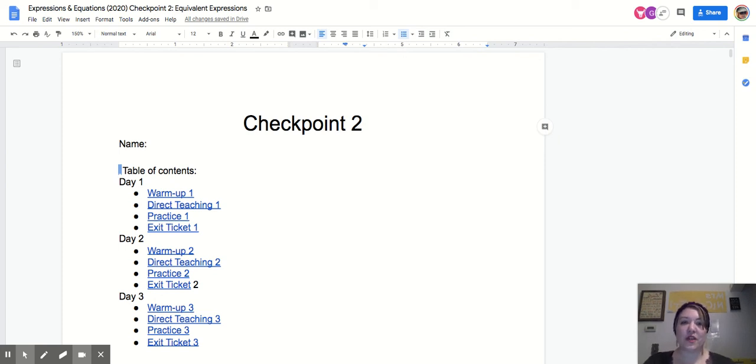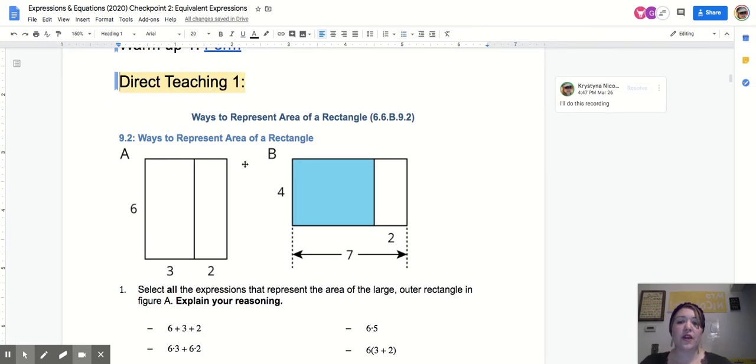So this week we're going to be working on expressions and equations, checkpoint 2. This focus is on equivalent expressions found by using the distributive property and factoring using the distributive property. So my direct teaching is day 1, direct teaching 1. And we're going to be looking at ways to represent the area of a rectangle.